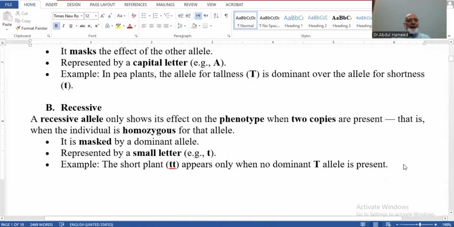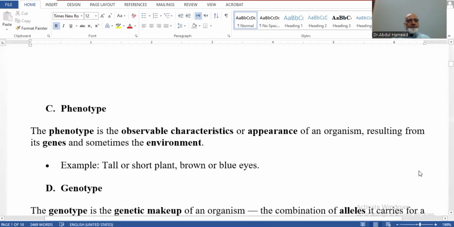Recessive. A recessive allele only shows effects on the phenotype when two copies are present, meaning that the individual should have both copies of the same allele. That is, when the individual is homozygous for that allele; otherwise it is masked by the dominant allele. It is represented most of the time by a small letter, in the above case small t. Example, the short or dwarf plant, small t, appears only when no dominant capital T is present.